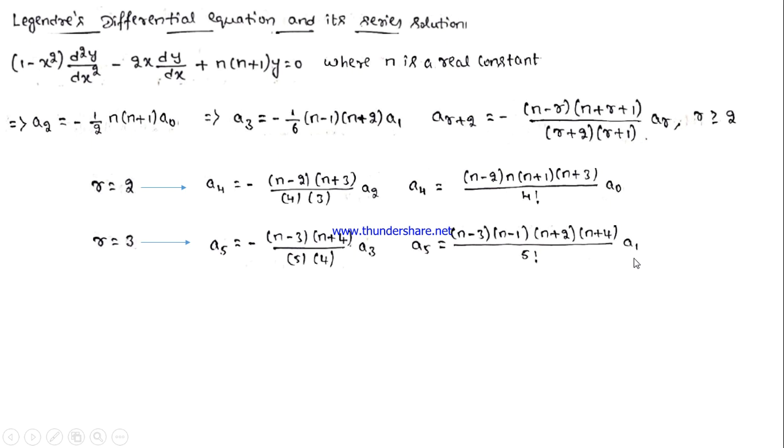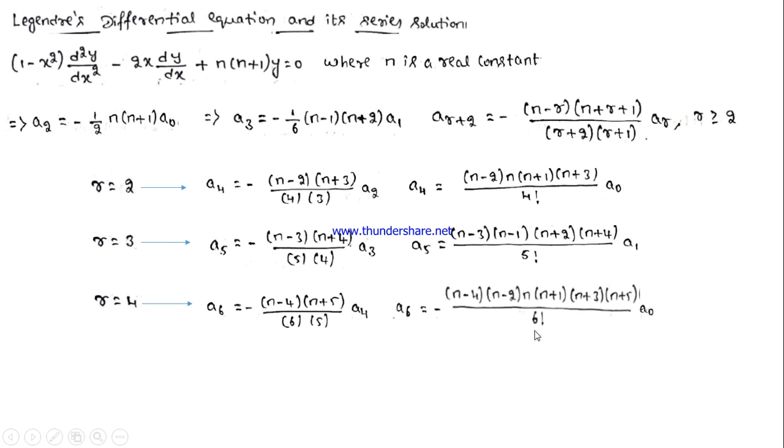Let me find one more value. If I put r is equal to 4, I can find the value of a6, and in which we can note it is minus n minus 4 n plus 5 by 6 into 5 into a4. And I will just substitute the value of a4 and I will maintain the order. N minus 4, n minus 2, n into n plus 1 into n plus 3 into n plus 5 divided by 6 into 5 into 4 factorial becomes what? 6 factorial a0. Now like this you can find your a7, a8, a9, a10 and all.